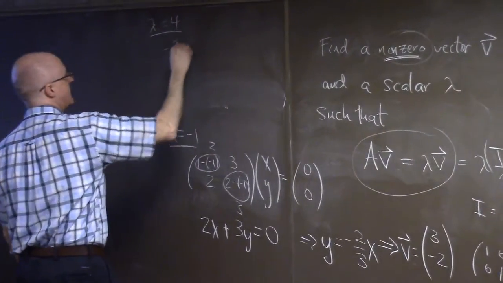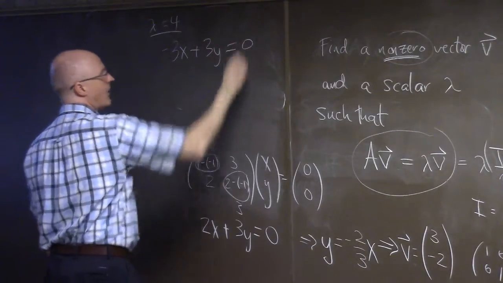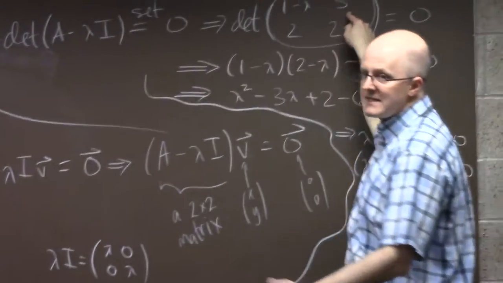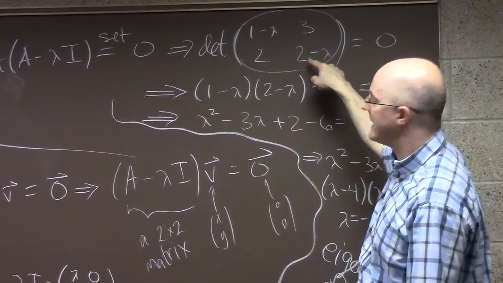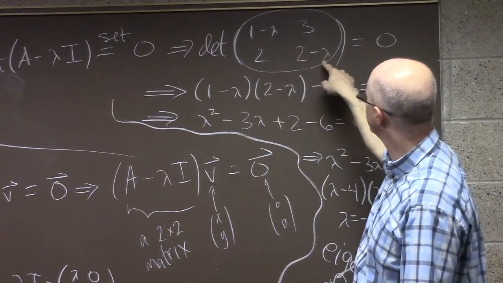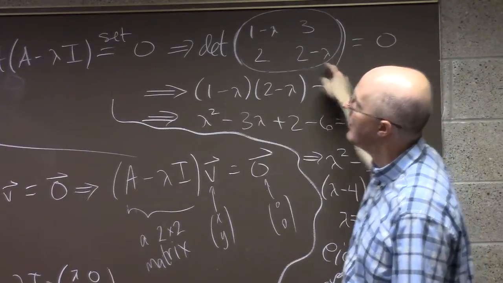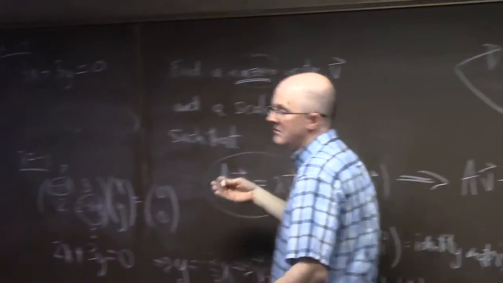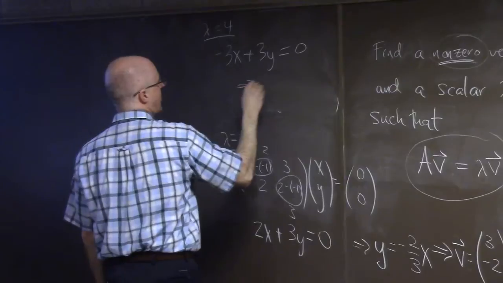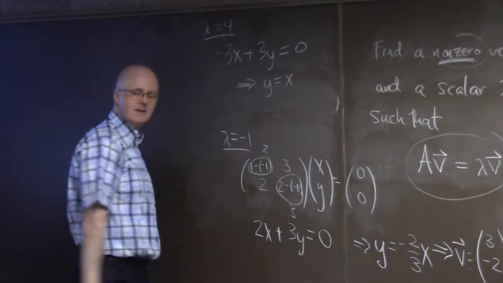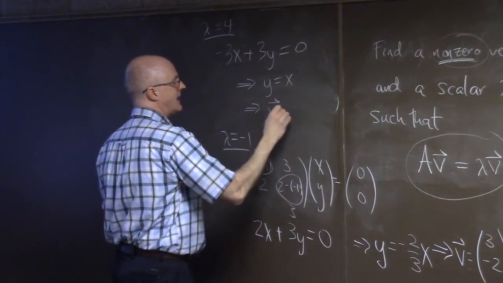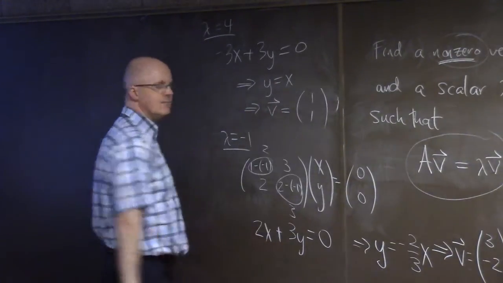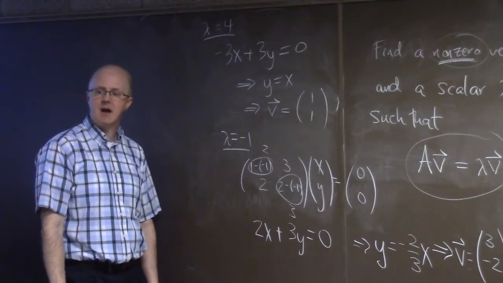I would get negative 3x plus 3y equals 0 if I focus on the equation that comes from the top row. If you focused instead on the equation coming from the bottom row, you'd get 2x minus 2y. If lambda is 4, 2 minus 4 is negative 2. 2x minus 2y is 0. It's an equivalent equation. Both of those equations can be thought of as y equaling x, which is the simplest form of it. And that means the corresponding eigenvector you can take to be 1, 1, or any non-zero multiple of that.